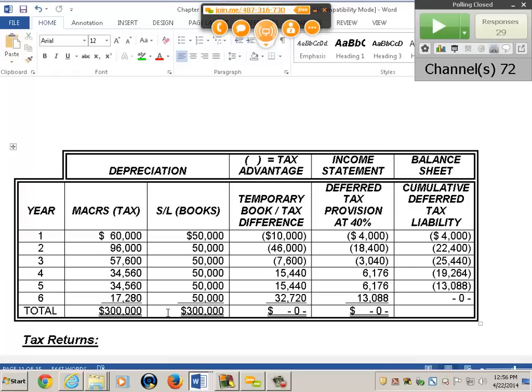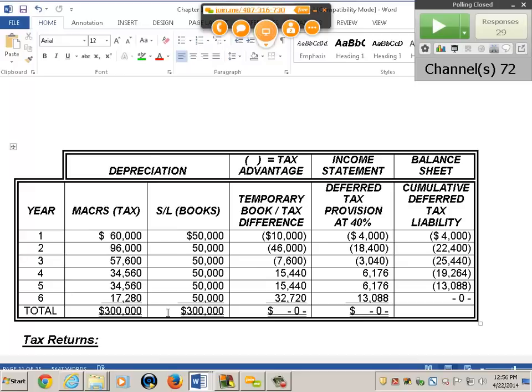In the first year, MACRS is 60, straight line is 50. You now have a tax advantage of $10,000. That tax advantage at 40% would save you $4,000, but because we know there is reversal, this is a future taxable amount. Future taxable amount is $10,000. And that would give rise to a deferred liability. So right now on your balance sheet, you've got a liability of 4.